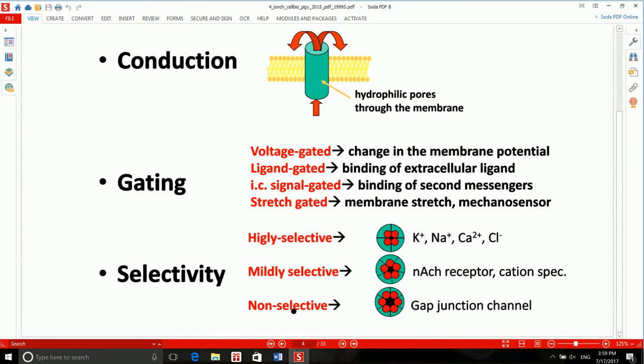And in the case of non-selective or gap junction channels, as you will study in histology, they let any charged particle pass as long as it weighs less than 2000 Daltons. And as you can see, their ion conduction pore consists of six subunits.